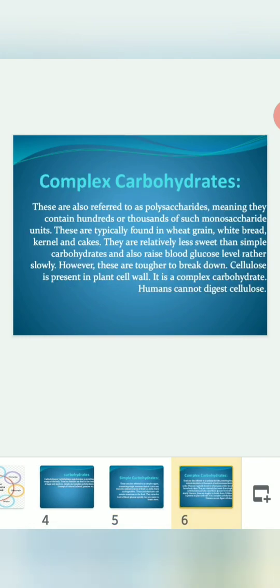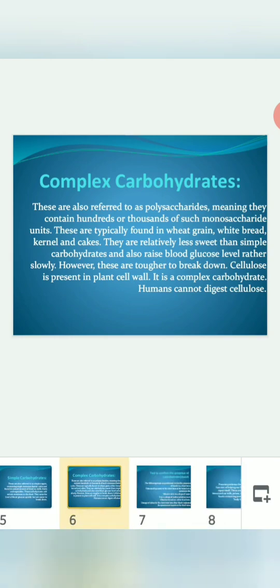Then complex carbohydrates, these are also referred to as polysaccharides, meaning they contain hundreds or thousands of such monosaccharides units. They are typically found in wheat grain, white bread, kernel and cakes. They are relatively less sweet than simple carbohydrates and also raise blood glucose level rather slowly. However, these are tougher to break down. Cellulose is present in plant cell wall. It is a complex carbohydrate. Human cannot digest cellulose.